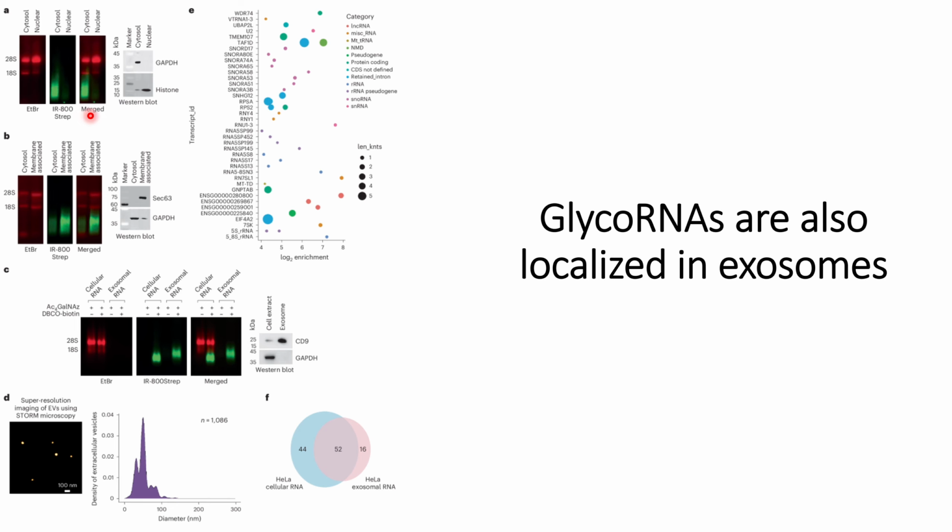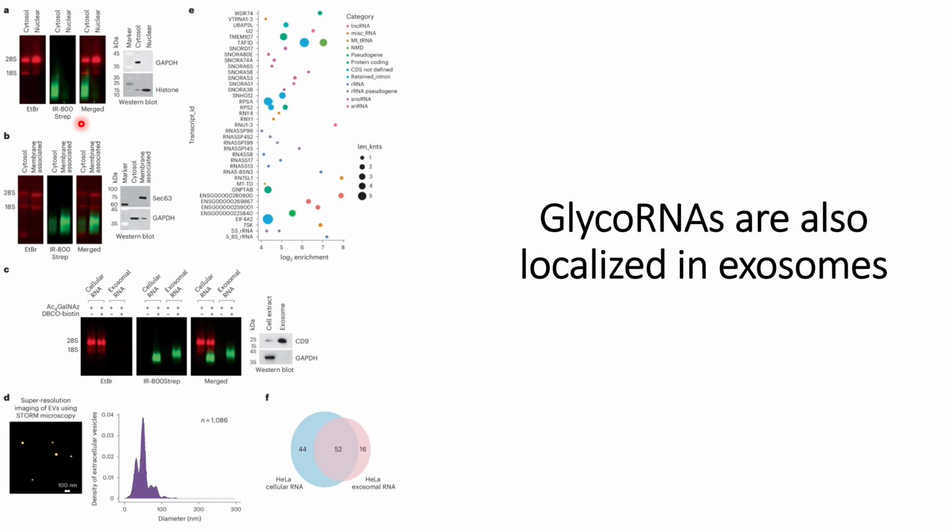First, they separated the cells into cytosolic and nuclear fractions, and then checked for the presence of GlycoRNAs. They saw that GlycoRNAs are mainly present in the cytosol but not in the nuclear region. They did a Western blot to confirm their fractionation quality, where GAPDH is the marker for the cytosol and histone is the marker for the nucleus.